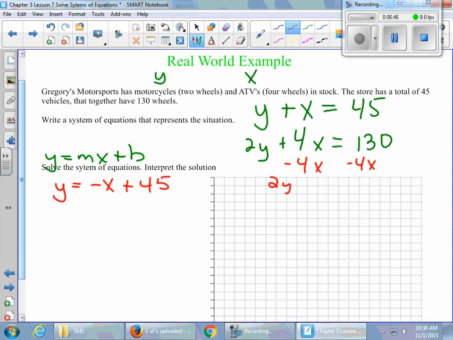That gets us 2y equals negative 4x plus 130. We're going to divide everything by 2, so negative 2x plus 65. And there's our 2 formulas now.